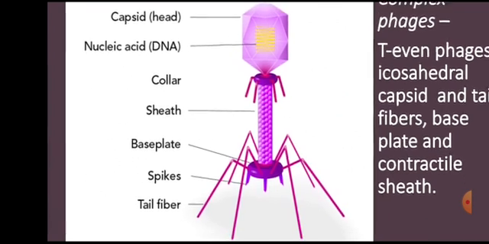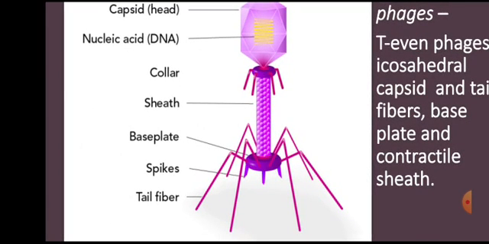Then there is a collar sheath, contractile sheath. Why is it called contractile? Because it can contract and relax just like an injection syringe. Then there is a base plate, and to that base plate the tail fibers are attached. This base plate also contains spikes. So these spikes and tail fibers are responsible for attachment to the bacterial cell wall.